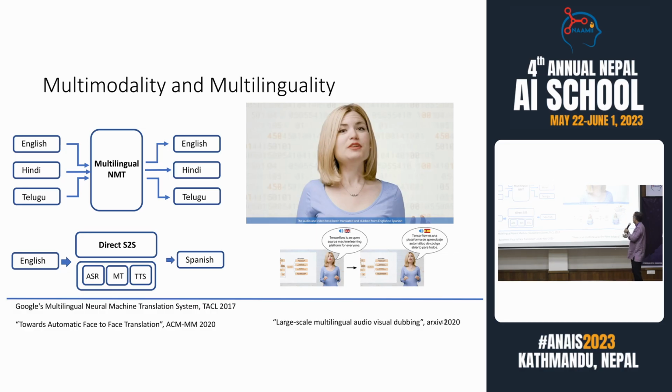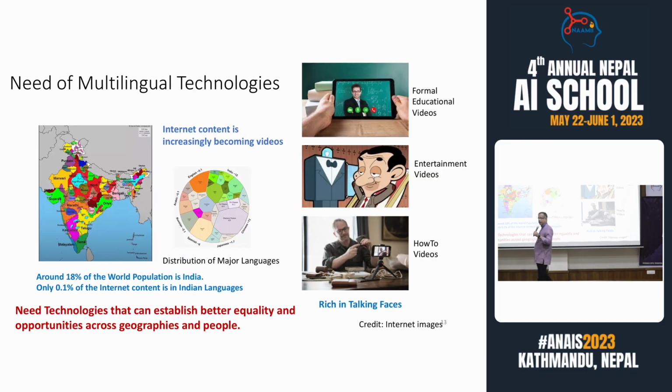So the solution now, of course, if you want to go through the direct route, the challenge is very high. We go through this indirect route. We break the problem into smaller problems and then solve it, and then this sort of face-to-face translation is possible. So one of the use cases of this is content creation.